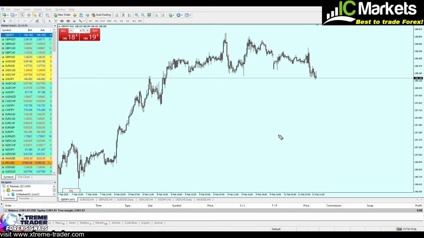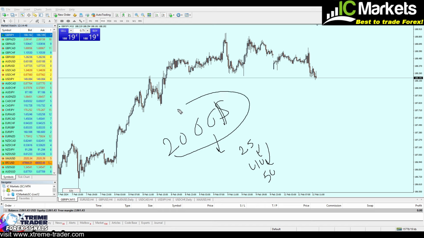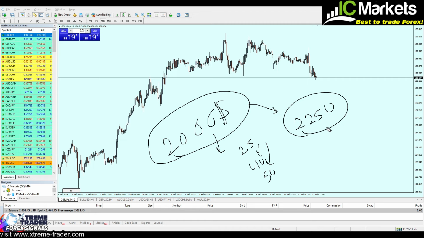My strategy, guys, is simply like that. So we started the account with $2,000 for this week. Now I'm going to aim from each trade, let's say between $25, $40, maybe even $50 per trade. So I need to slowly grow this account. By the end of the day, if I am lucky, this will be, for example, $2,250. So we have made $250 in just one single day.